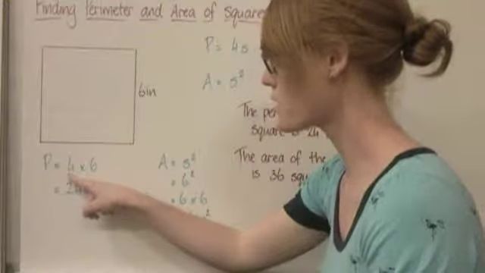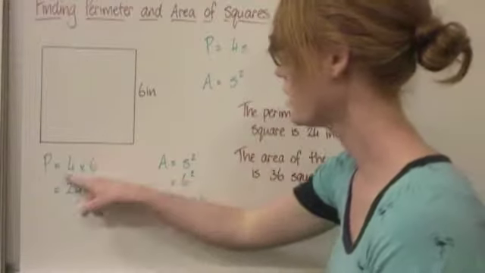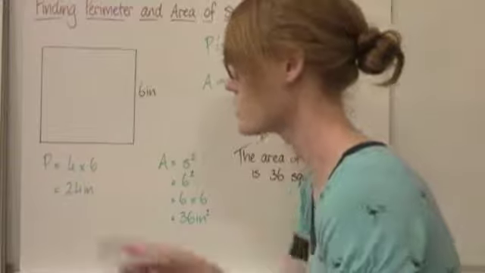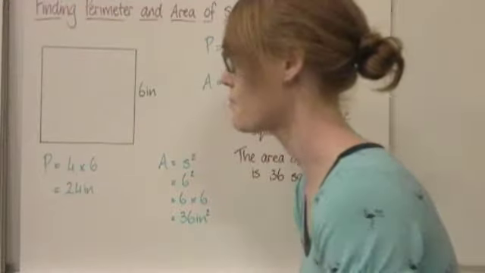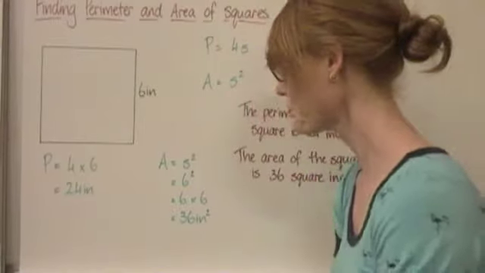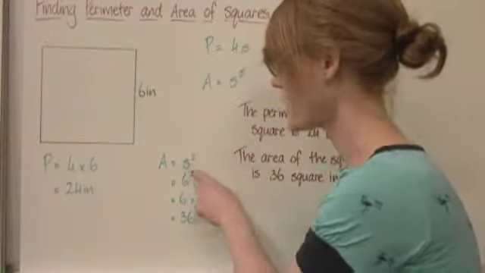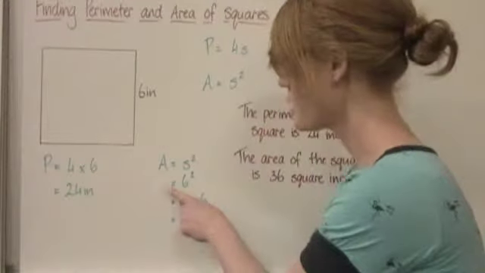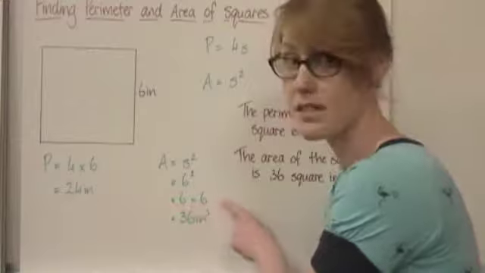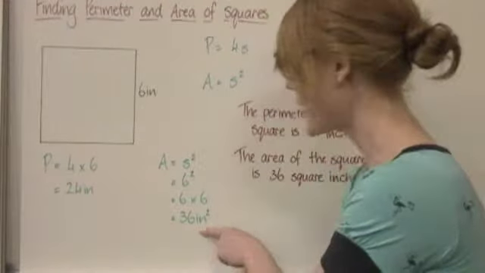So the perimeter equals 4 times 6, because we are multiplying 4 by the side, and the side in this case is 6 inches. So that will give us a measurement of 24 inches for the perimeter of the square. The area, our formula is side squared. Now the side is equal to 6 inches, so side squared is the same as 6 squared, which is the same as 6 times 6, which equals 36 square inches.